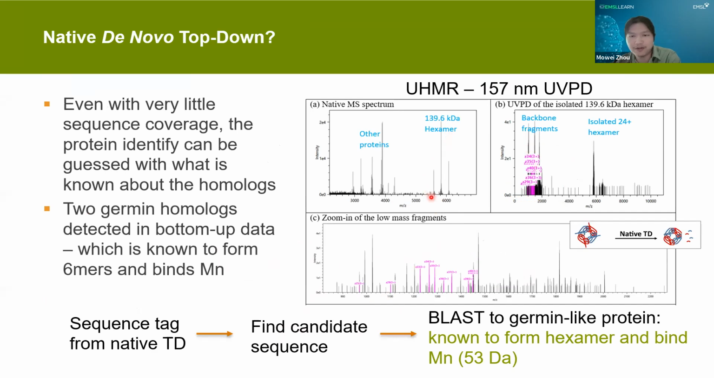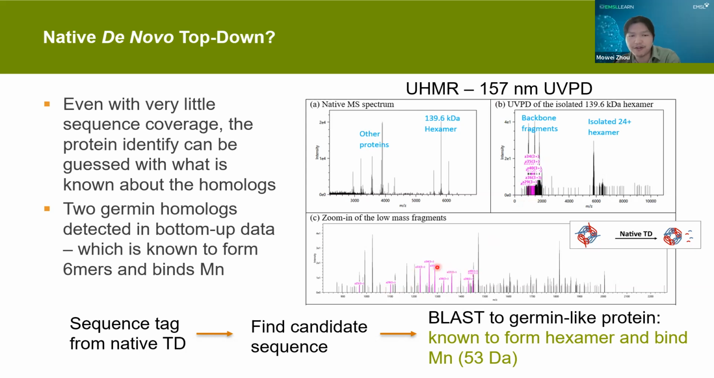So this was also hidden in the paper, this supporting information. I did this native top-down with USMR, and it just happened that my colleague Jed Shore had this 157 nanometer UVPD there. So I was doing this 157 nanometer UVPD on this protein complex. I was able to detect the fragments, but only a few of them. You can see I was only able to sequence a few of them manually. I can get a very small sequence tag here.